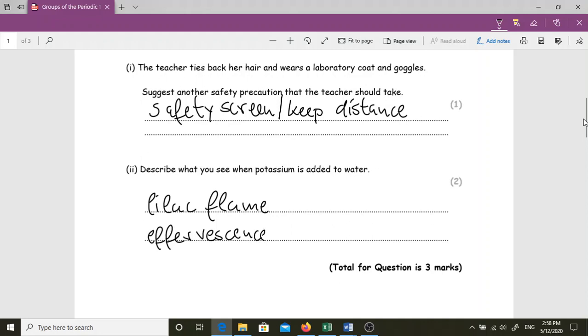So we can see effervescence, and that means that we see gas bubbles or fizzing. And some other things that you could write here is, for example, you could say that the potassium floats on the water. You could also say that the amount of the potassium gets less over the time of the reaction, that the potassium disappears.